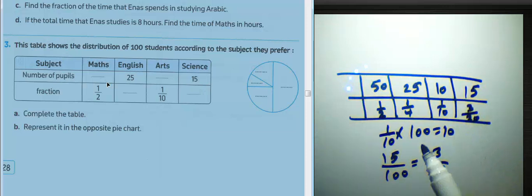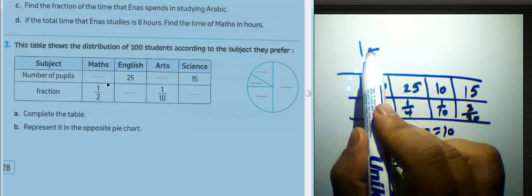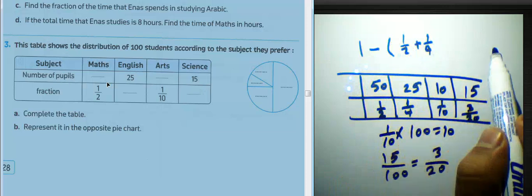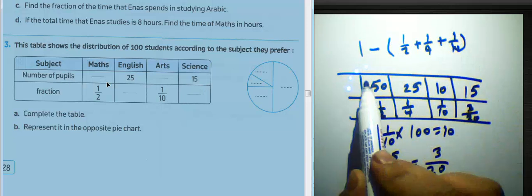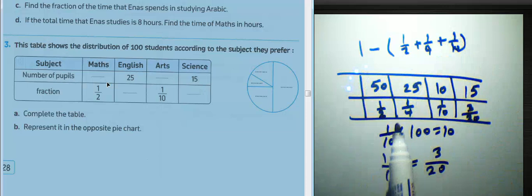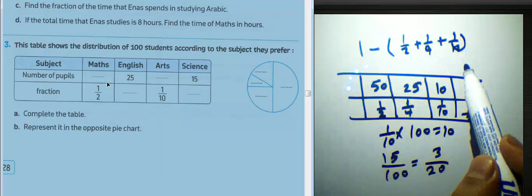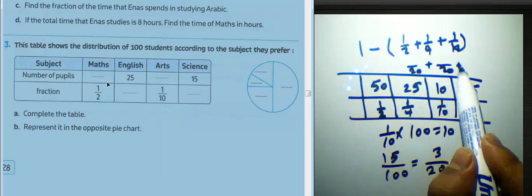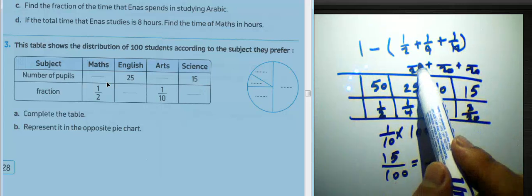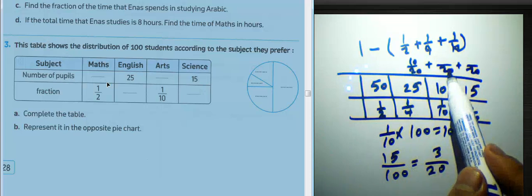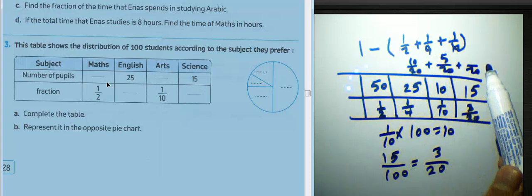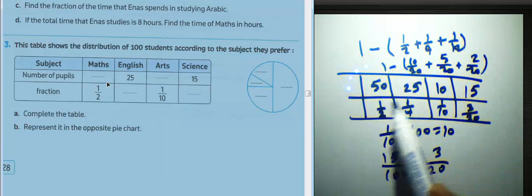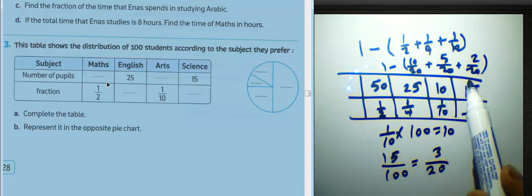You can find 3 over 20 by another method, by subtracting from 1. 1 subtract the total here, half plus a fourth plus 1 over 10. We know the least common multiple of 2 and 4 and 10 equals 20. So we can write here 20 in the denominator, and here 20, and here 20. 2 times 10 equals 20, 1 times 10 equals 10, 4 times 5 equals 20, 1 times 5 equals 5, 10 times 2 equals 20, 1 times 2 equals 2. 10 plus 5 is 15, 15 plus 2 equals 17.